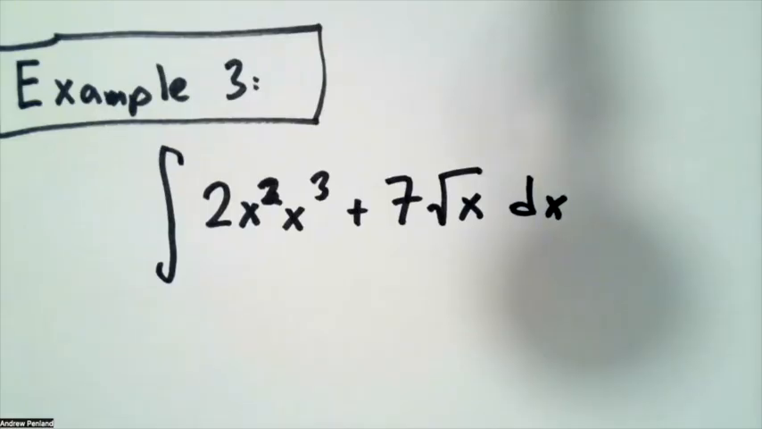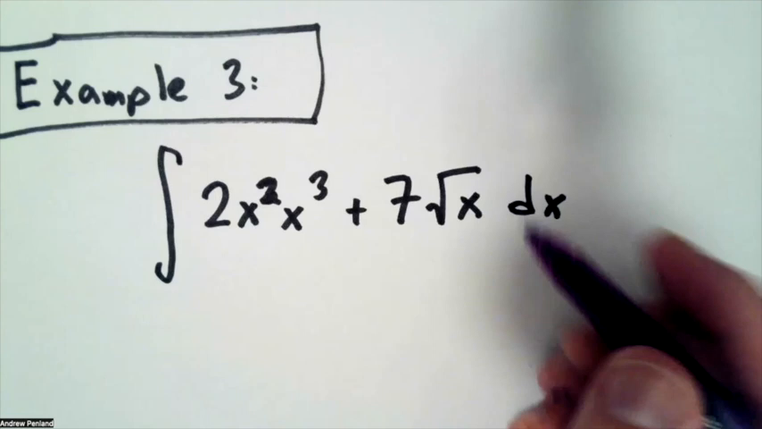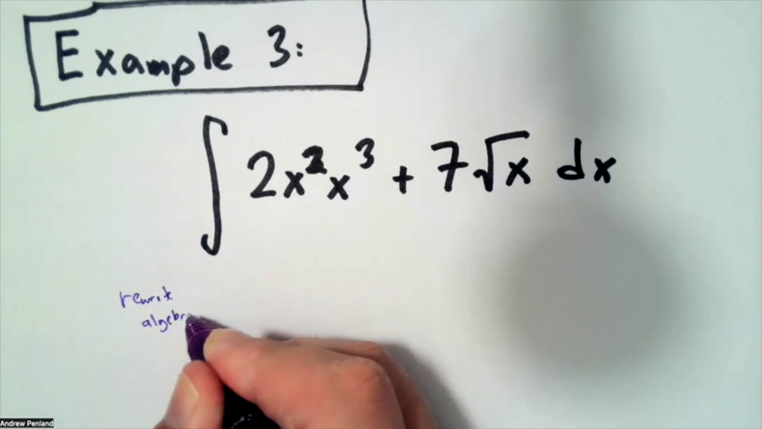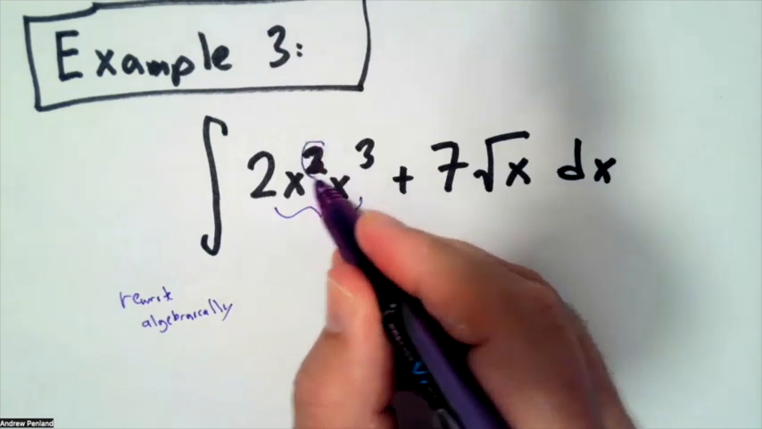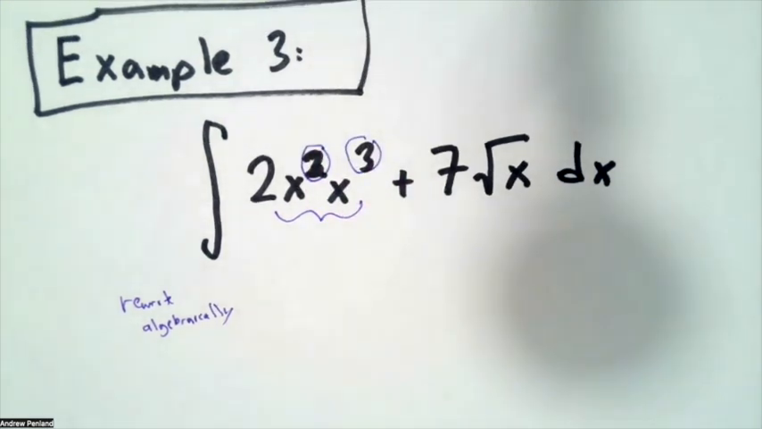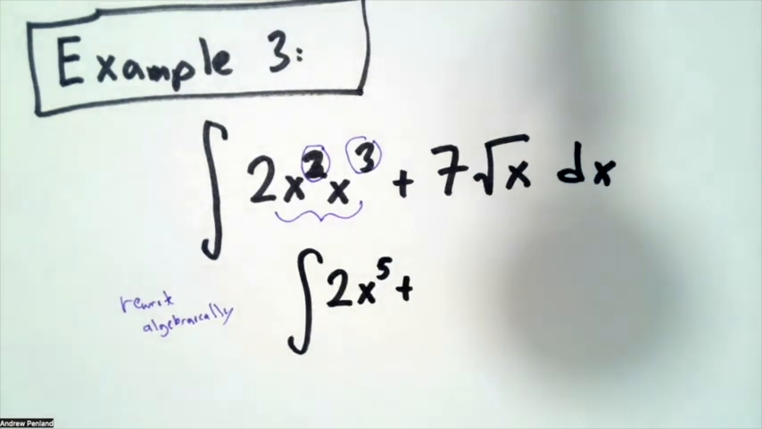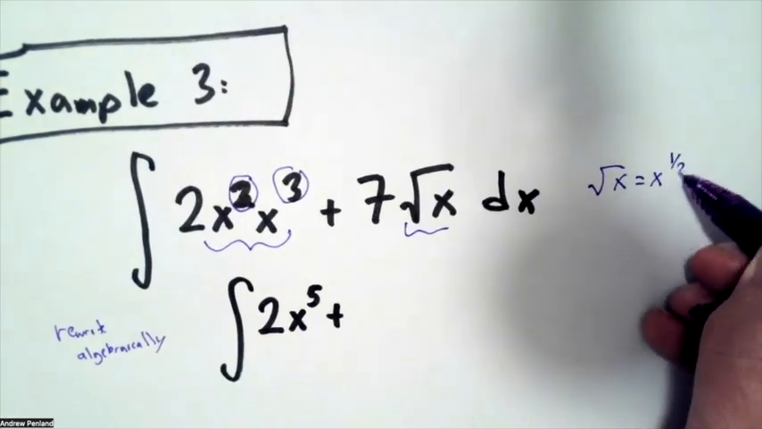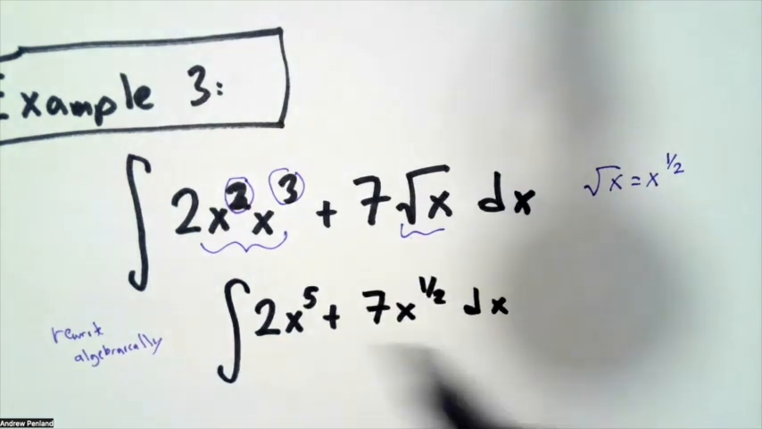Let's look at this final example, the indefinite integral of 2 times x squared times x cubed plus 7 square root of x dx. And the key here, again, is our first step is going to be to rewrite this algebraically. So as we're rewriting it algebraically, let's look for what we can do. Okay, x squared times x cubed, I'm going to add the 2 and the 3. And so this will become 2 times x to the 5th. And this square root of x, remember that square root of x is equivalent to x to the 1/2. So I'm going to rewrite this as 7 times x to the 1/2. And now I've rewritten it this way.